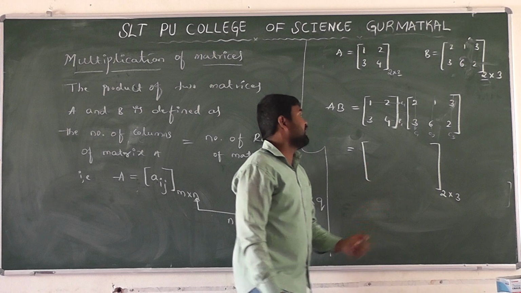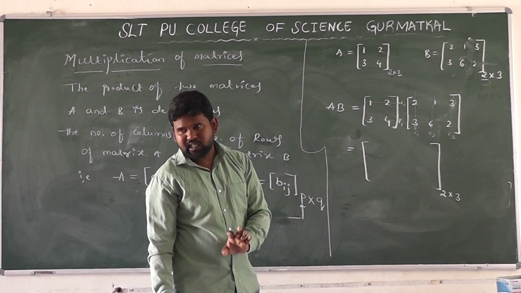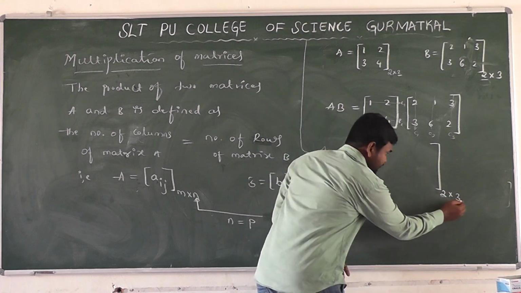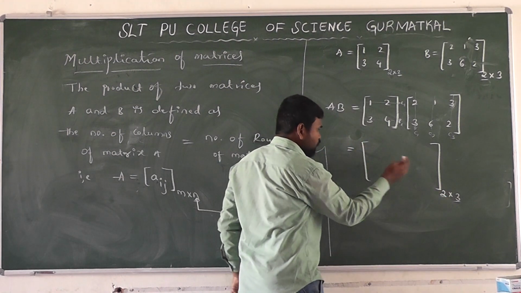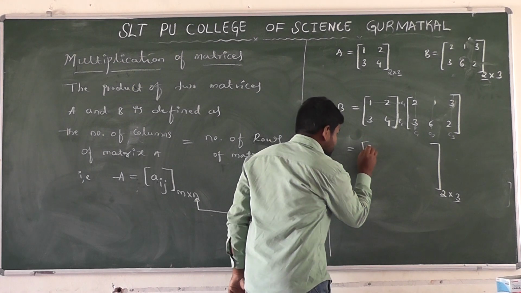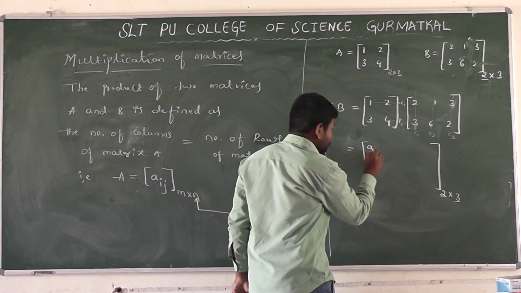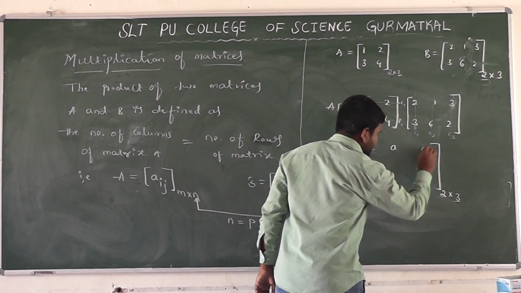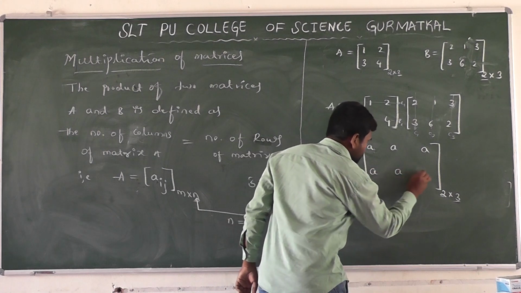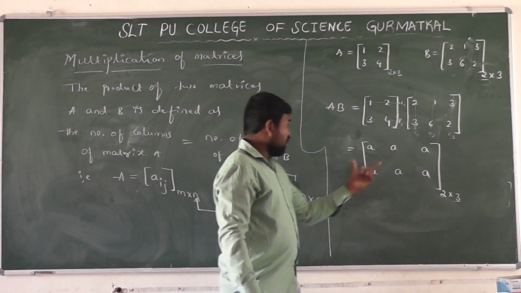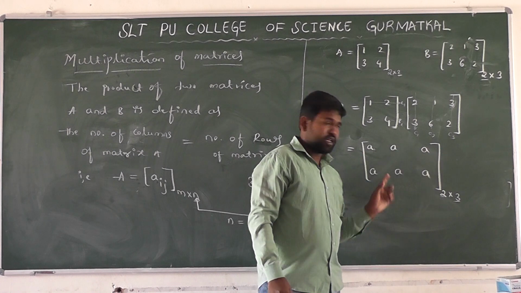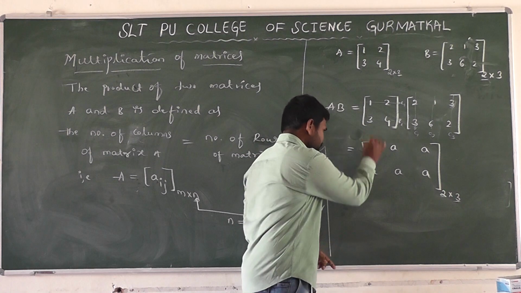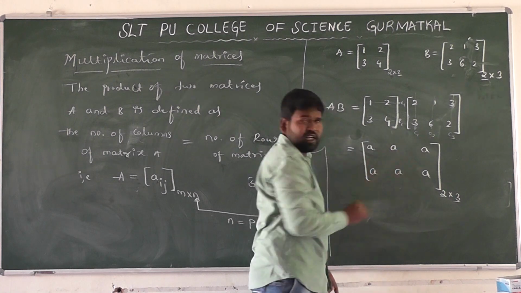Then how many elements are present in the given matrix? 6 elements are there. Right? Then we have to arrange the 6 elements in 2 rows and 3 columns. Suppose I take a general 2 by 3 matrix, with elements a, b, and so on. How many rows are there? 2 rows. This is the first row and this is the second row. How many columns? 3 columns. This is the first column, the second column, and the third column.